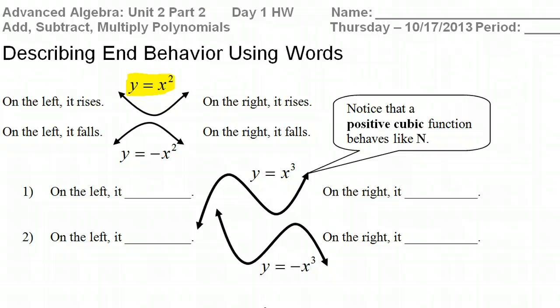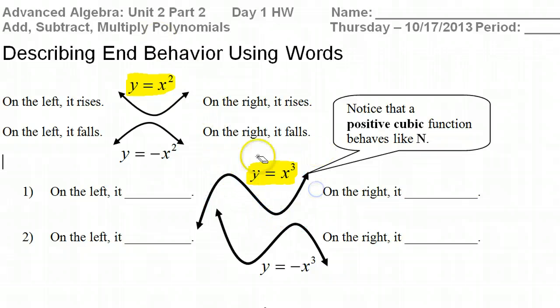Here is your basic cubic equation. The most basic form of a cubic function is y equals x to the third power. Now I just want you to memorize that in general, a cubic function, as far as end behavior, is going to behave like a capital N. Can you sort of see an N when you look at this shape? I know it's a little bit of a stretch, but this sort of works like a capital N.